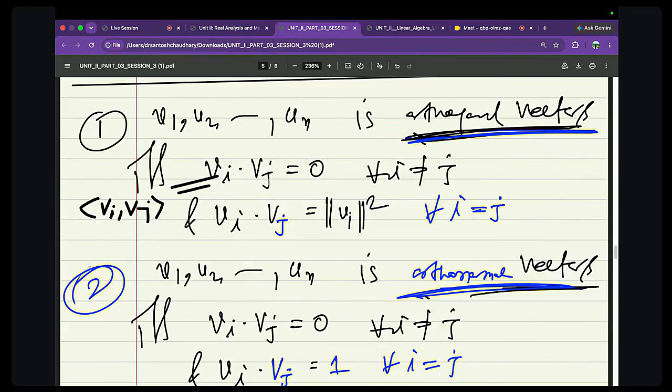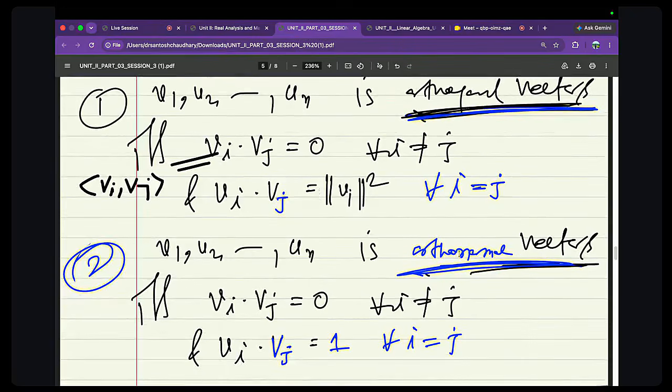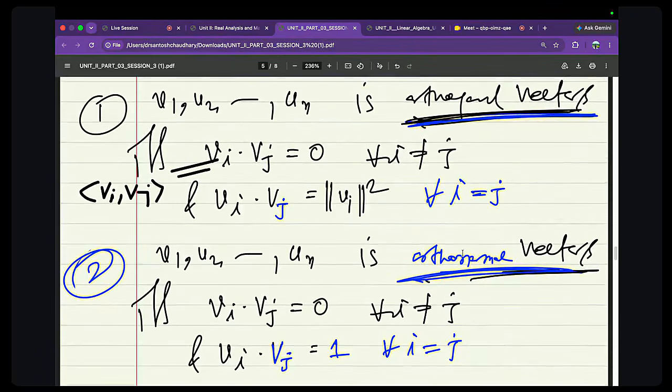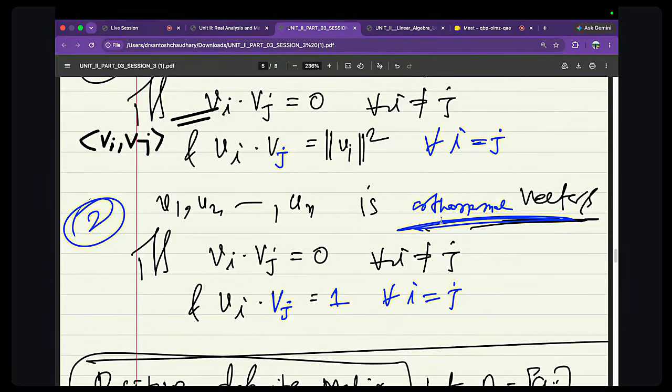So I'm discussing inner product actually. The dot product means inner product. Inner product will be 0 for all i different than j. If you take the inner product of the same vector vi, that will be magnitude vi square or norm vi square. What is orthonormal? Orthonormal has one additional property, and that is norm should be equal to 1. So orthonormal means orthogonal as well as magnitude 1.